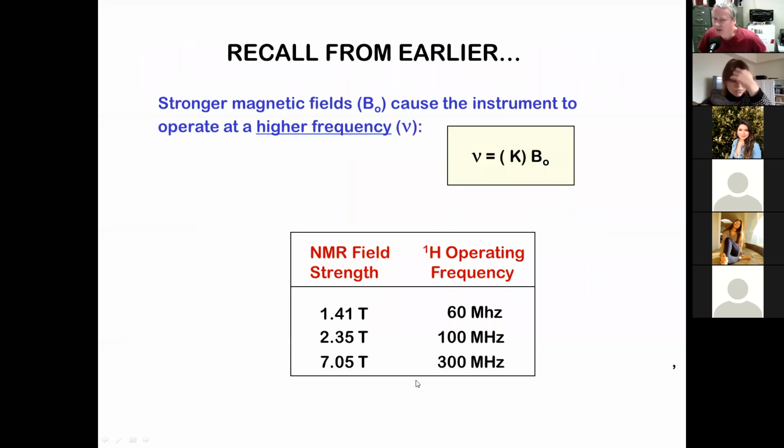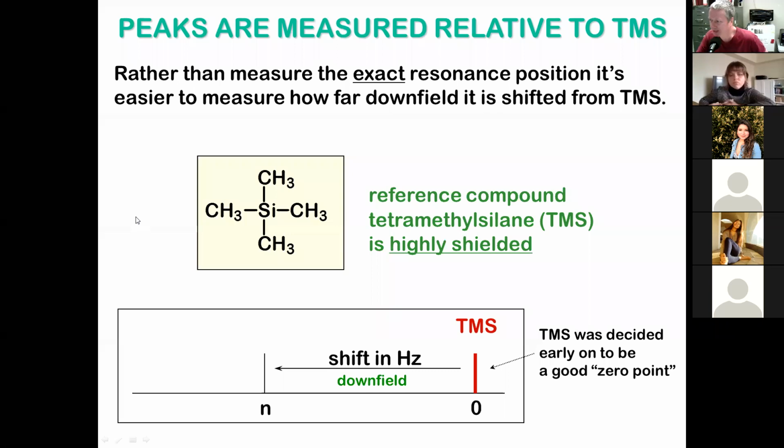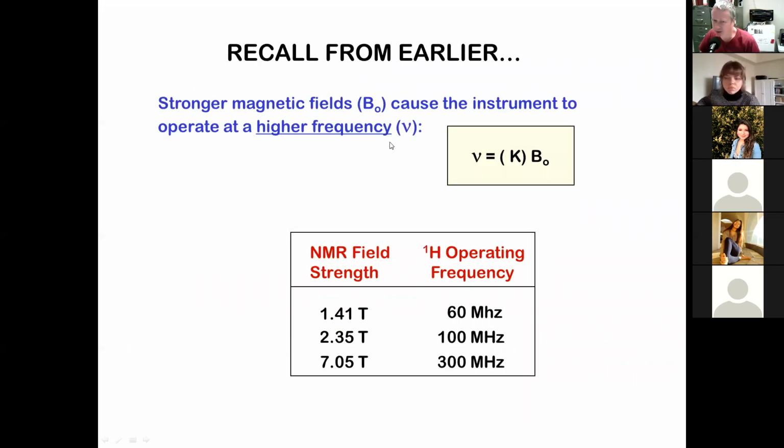Somebody said in the chat, why silicon and not another element? That's a good question. Silicon is unique in that you can make bonds to carbon really easily, and this is a very convenient chemical. Historically, that's why we use silicon. There are other things that could be used, but this is a very stable molecule.